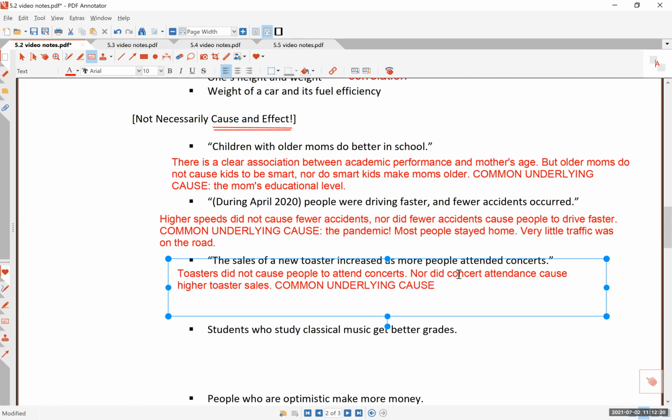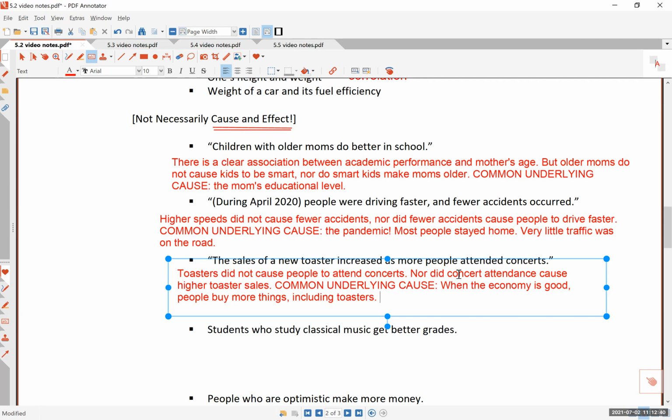Think about this. What could be a common underlying cause? This is very general. In fact, it's so general that you may not even think about it. Okay, so here's the answer. When the economy is good, everything sells. Okay, people buy more things, including toasters.